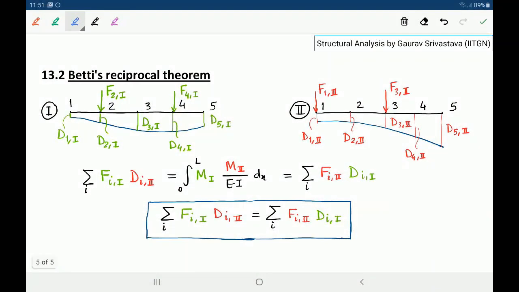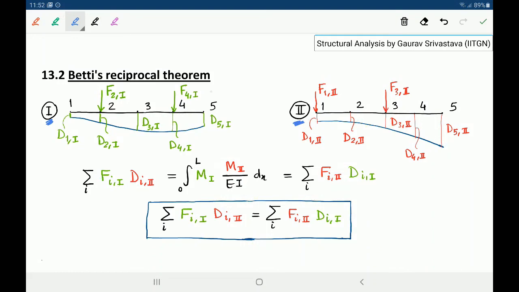Now a generalization of Maxwell's reciprocal theorem is the so-called Betti's reciprocal theorem. It basically generalizes it in the sense that Maxwell's theorem considered only two coordinates or two locations in a system, whereas Betti's theorem can consider an arbitrary number of locations. So let's say there are 5 locations, 1, 2, 3, 4, 5, marked like this. This is system 1 and this is system 2.